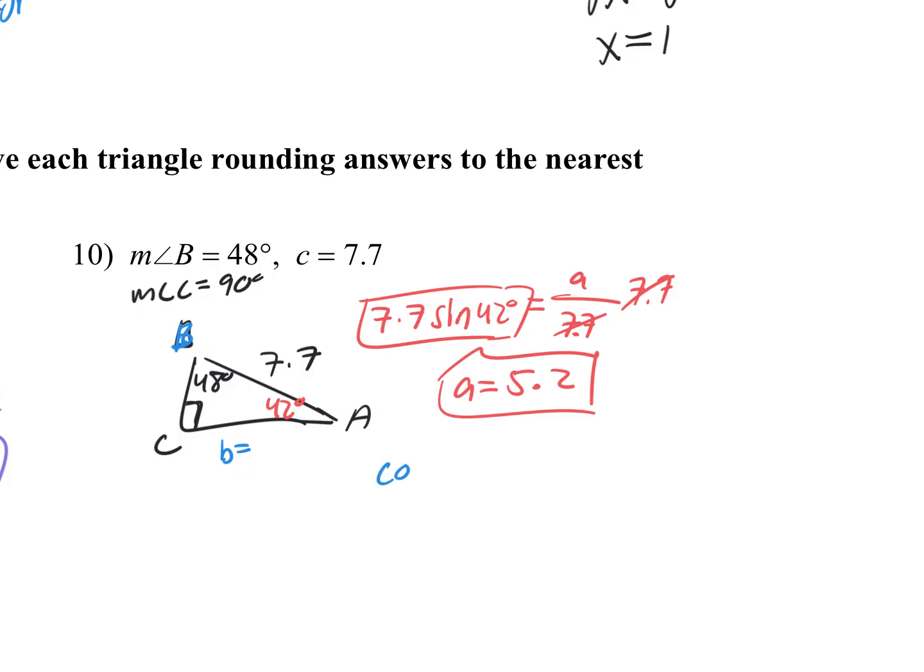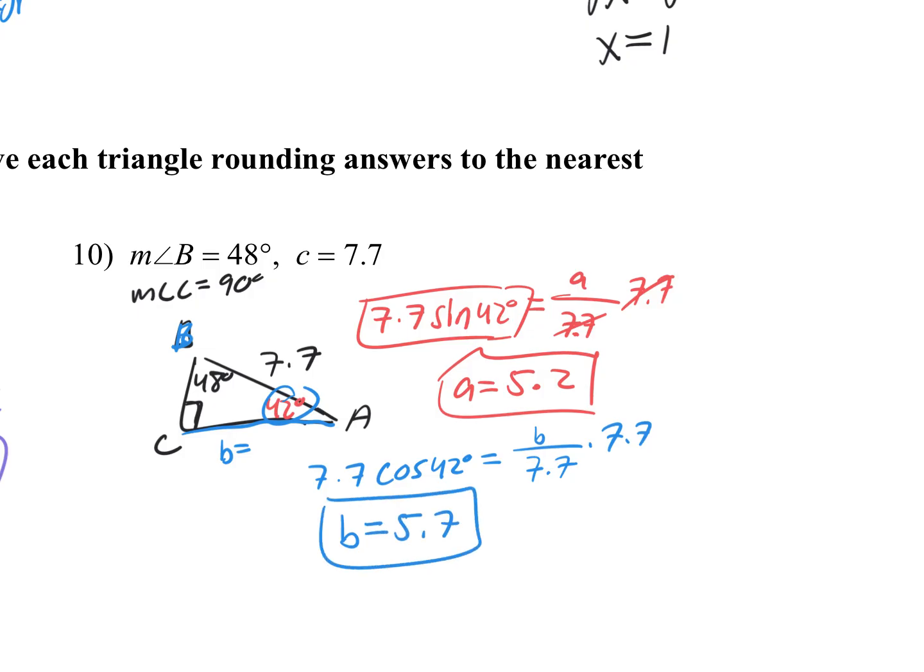So why don't we try cosine of the same angle? Let's do cosine of 42, right? Because if I use 42, notice that B is my adjacent side. So cosine of 42 is adjacent over hypotenuse, which is B over 7.7. Again, multiply 7.7 on both sides. So then we should get for B 7.7 times cosine of 42, which is going to be 5.7.